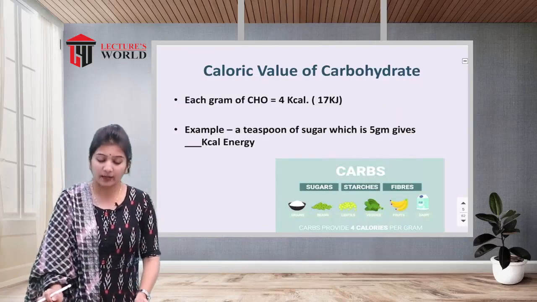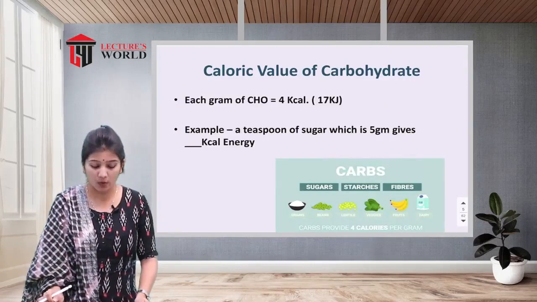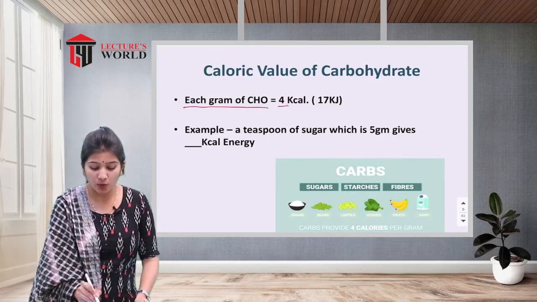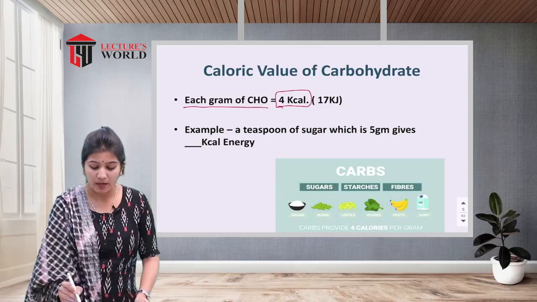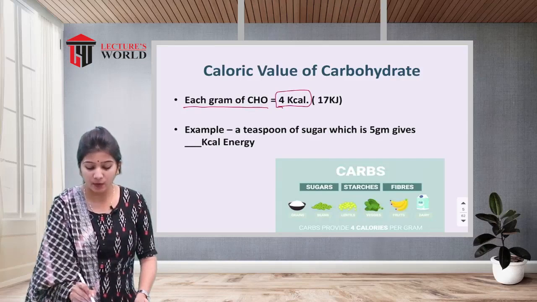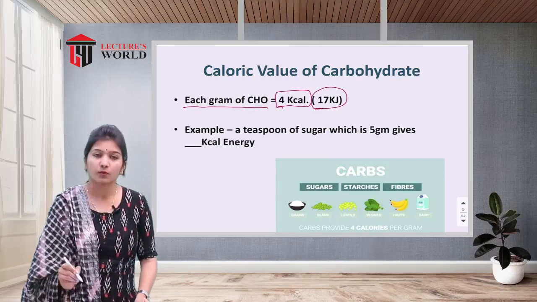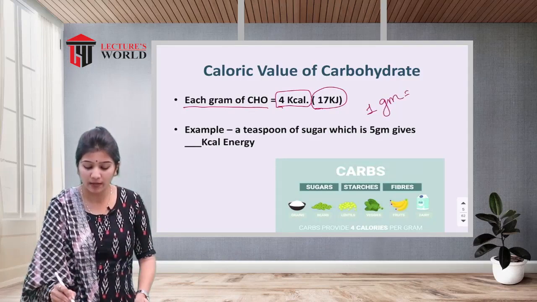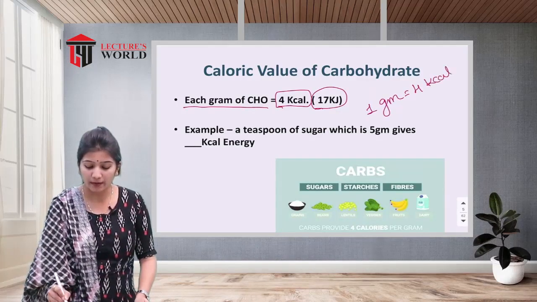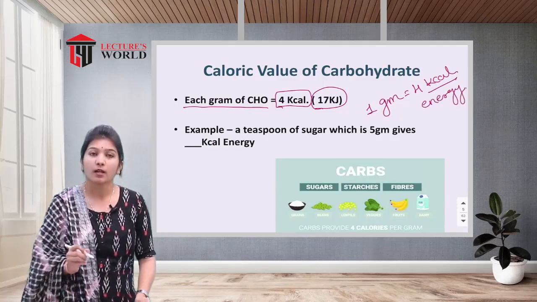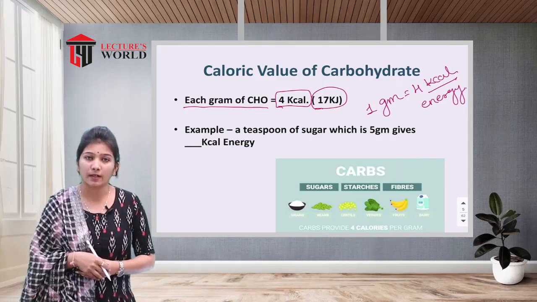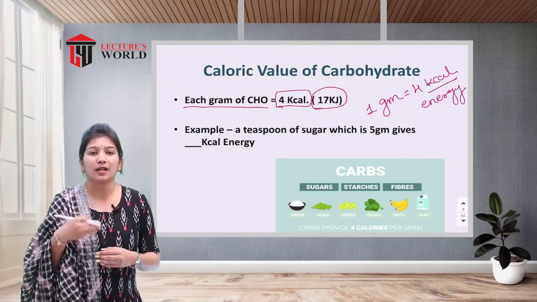Now we'll see the calorie value of carbohydrate. Each gram of carbohydrate will give you 4 kilocalorie, and 4 kilocalorie is equal to 17 kilojoule. So if you are eating 1 gram of carbohydrate, you will get 4 kilocalorie, and kilocalorie is what? It is energy. If you are having 2 grams of carbohydrate, you will get 8 kilocalorie. So that's why you need to multiply.